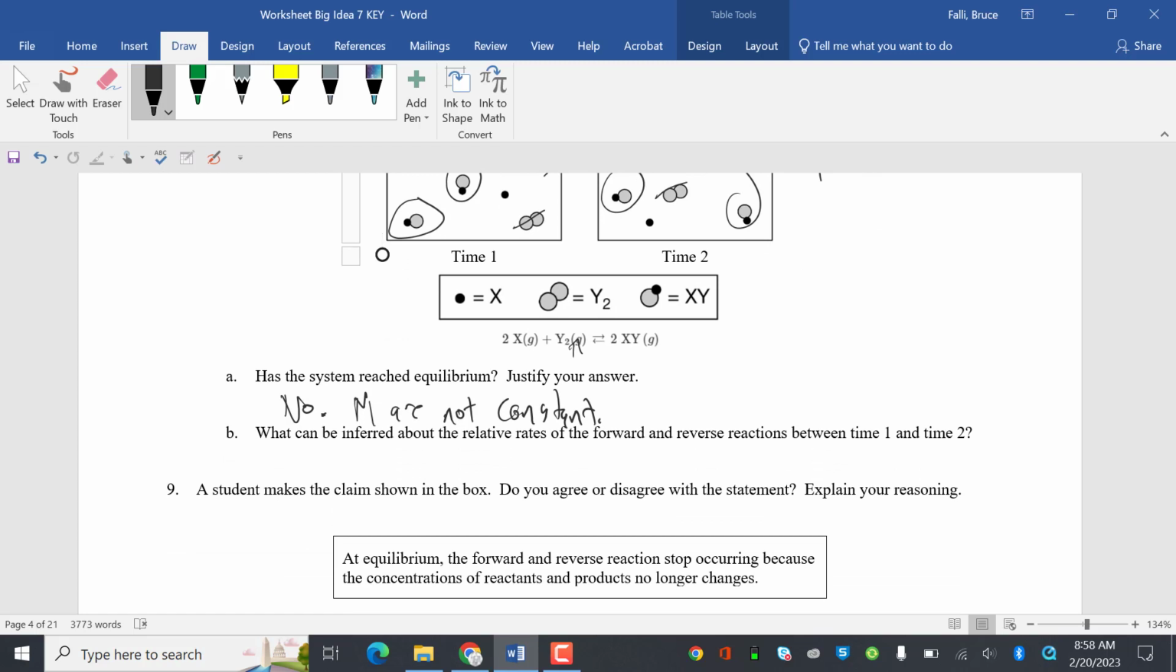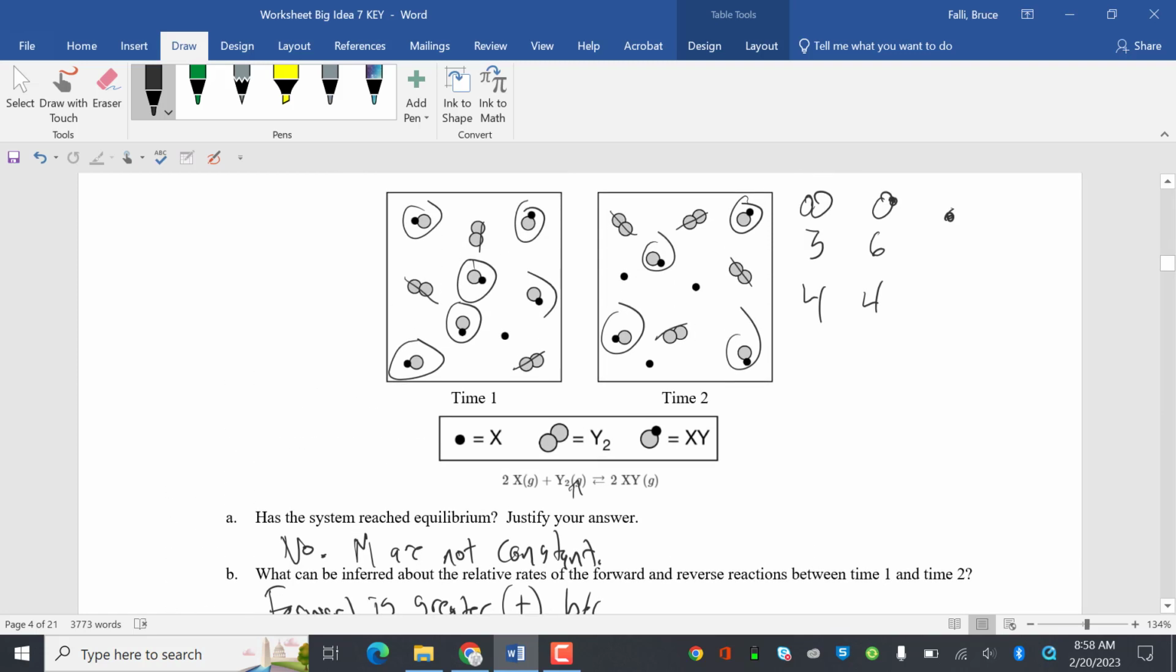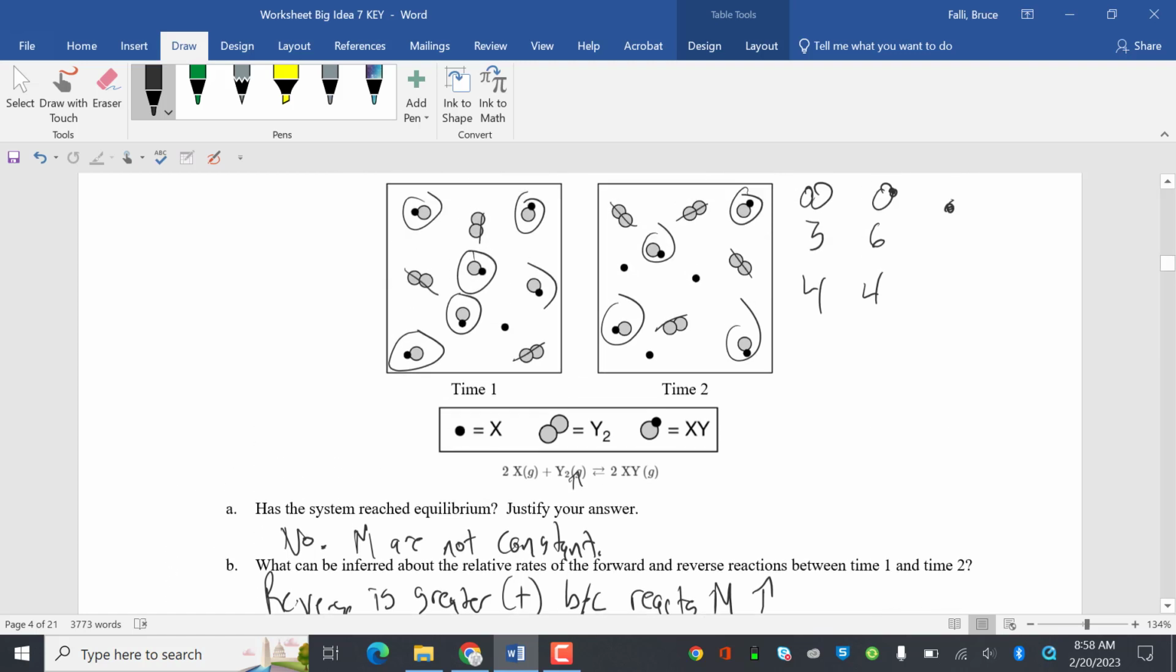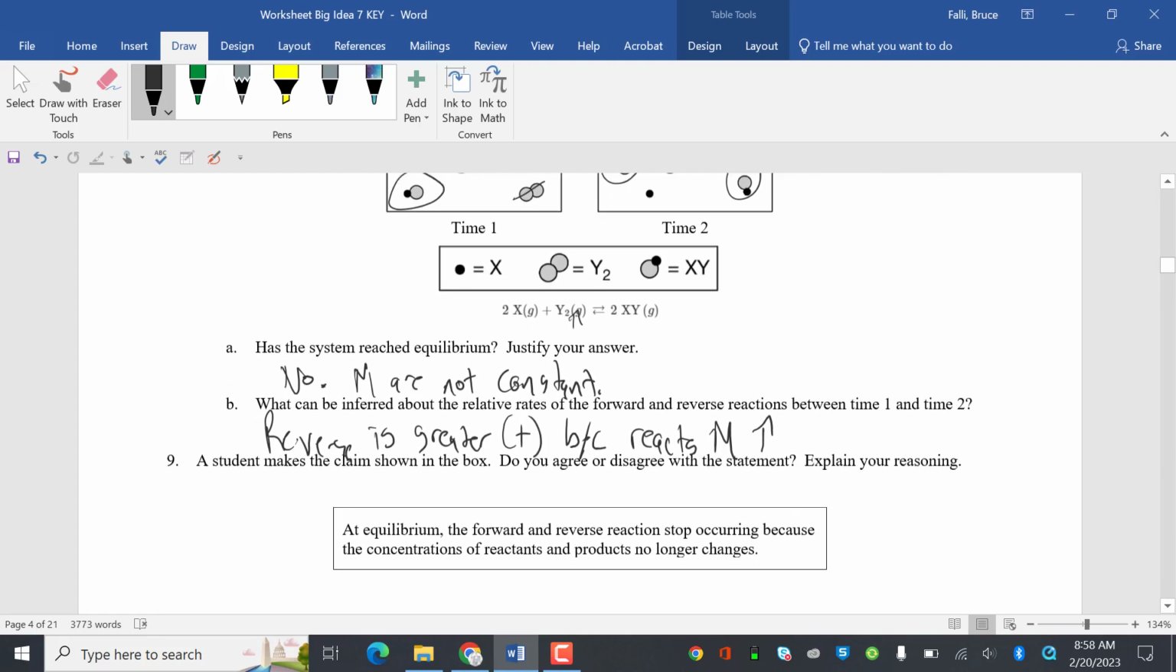Okay, so what can be inferred about the relative rates of forward and reverse reaction between time 1 and time 2? Forward is greater, because, wait. What's happening here? Nope. I'm making reactants, so the reverse is greater because reactants are forming, right? So X2 or Y2 was forming, yeah.